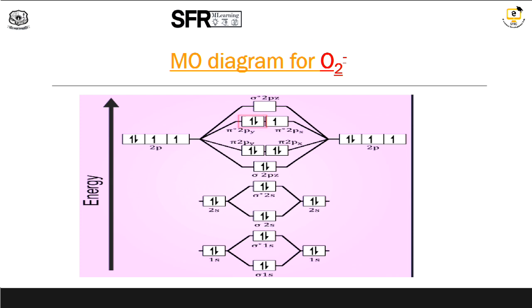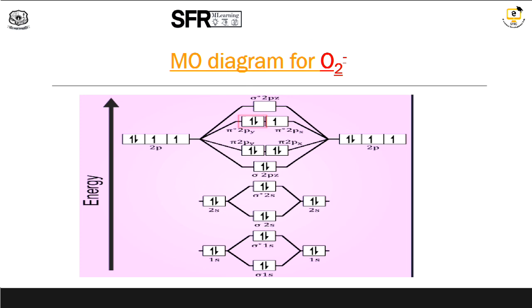From this we conclude that the bond order for O2 is 2, whereas the bond order for O2 plus is 2.5, for O2 minus is 1.5, and for O2 2 minus is 1. So, the O2 molecule has more bond strength in the neutral molecule, whereas for the cation as well as the anion, the bond order is decreased.